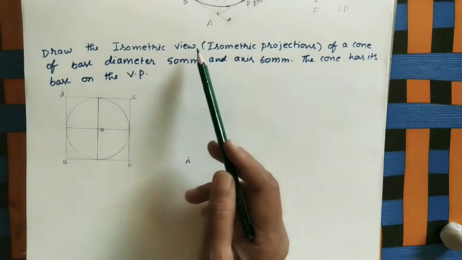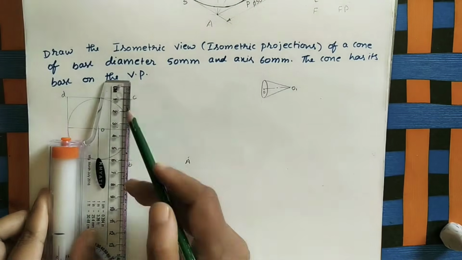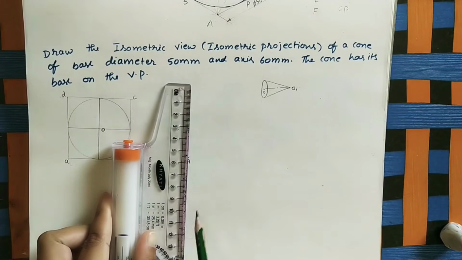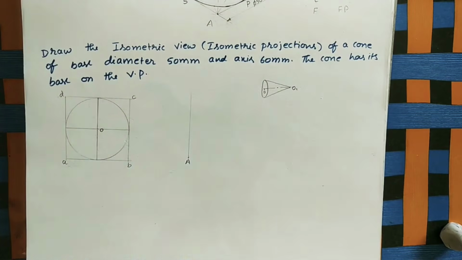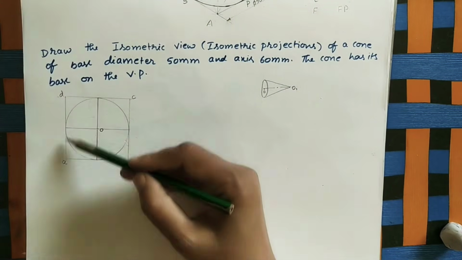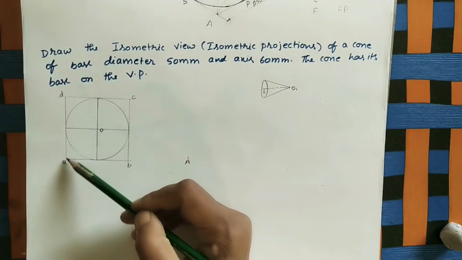Let us draw the isometric view for this given cone. Take this as the reference line. Move the scale up to A. Draw a line of some length. What is the height? AD height is 5 centimeters, as we know. At point A, vertical lines are as they are. Which is the vertical line at A? AD is the vertical line.